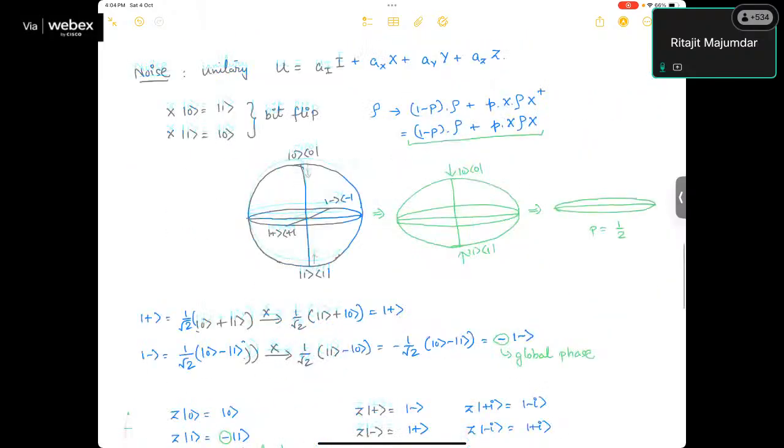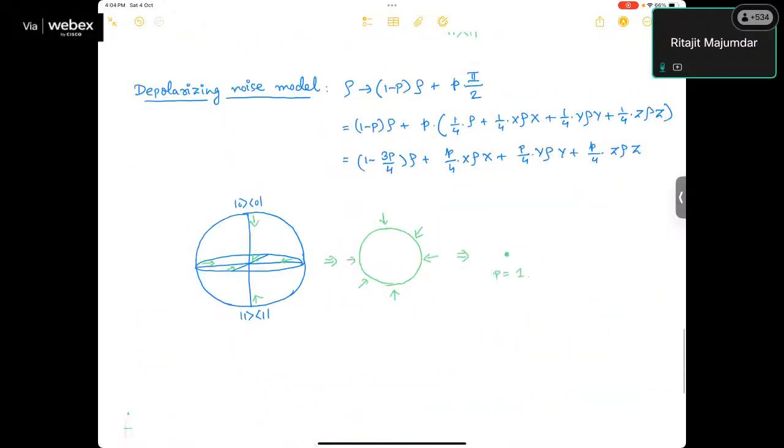So this is what happens. The origin is identity by 2. That's why it is represented that way. It is also mathematically represented like this: with probability 1 minus p, the state remains unchanged. With probability p, it goes towards the origin, identity by 2, the maximally mixed state. So this is the depolarizing noise model and the effect it has on the Bloch sphere.